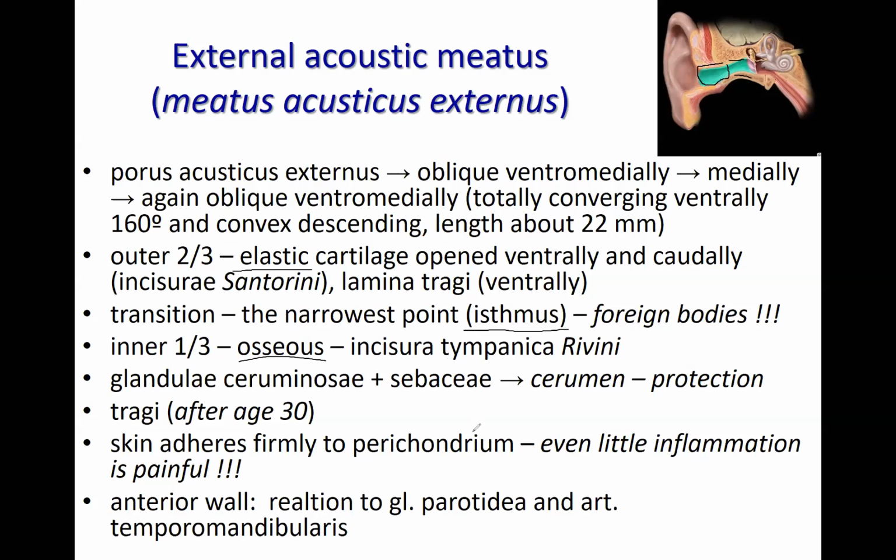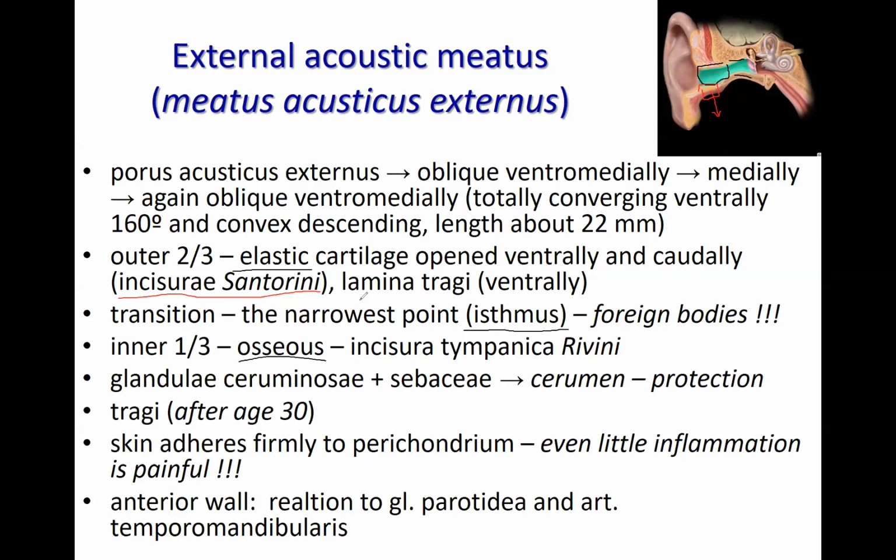Well, here in the floor and ventrally can be the small slits. These slits are called Santorini's incisures, yeah, Santorini notches. And through them, inflammation from external acoustic meatus can spread towards the temporomandibular joint. So it is important to know this, yeah.